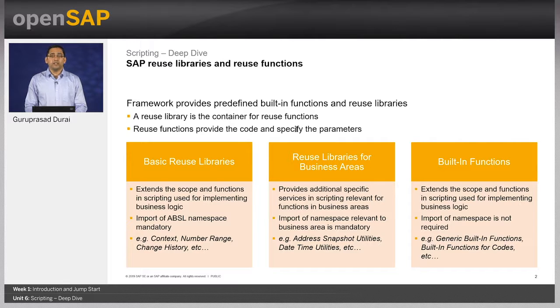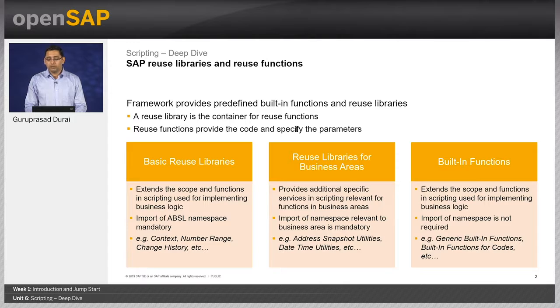Reuse libraries for business areas provide additional, very specific services to the scripting language that are relevant for functions in the corresponding application areas for SAP Business ByDesign. The keyword import with the namespace of the specific business area is mandatory to use the reuse library in the scripting language. Examples of these reuse libraries are address snapshots, date and time utilities, etc.